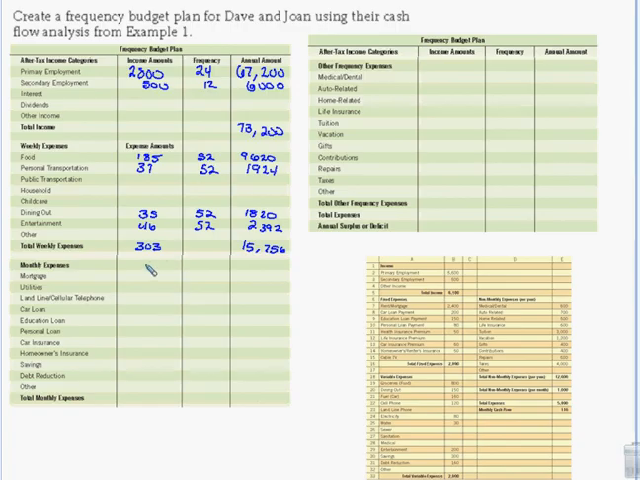Or weekly expenses, sorry. Okay, their monthly expenses, they have a mortgage, which they pay monthly. So they pay $28,800 a year on their mortgage. They have monthly utilities. They have a landline and cellular. They have a car loan of $200.